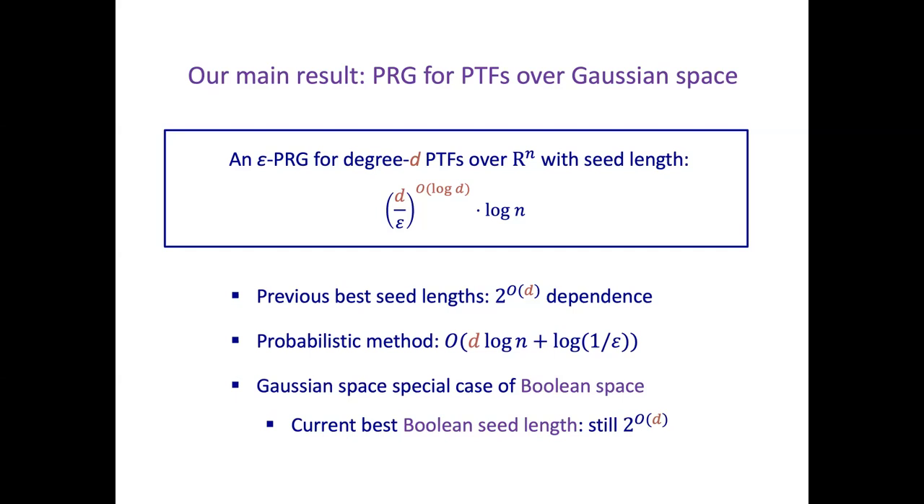I should also mention that a Gaussian space version of the problem that we study is in fact a special case of the Boolean space version, the problem of constructing PRGs for degree D PTFs over Boolean space. The fact that Gaussian space is a special case of Boolean space is a consequence of the central limit theorem, or in this case, the invariance principle. And for the more challenging setting of Boolean space, the current best Boolean seed length is still exponential in D. We are hopeful that our techniques and our work will lead to progress on this more challenging setting. But for now, our results only hold for the easier Gaussian space setting.